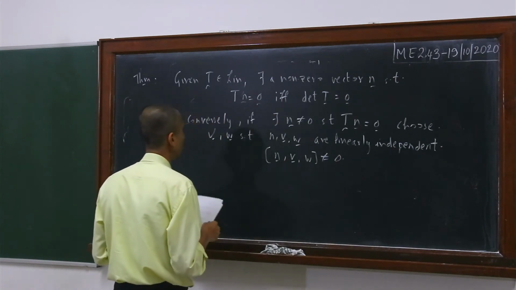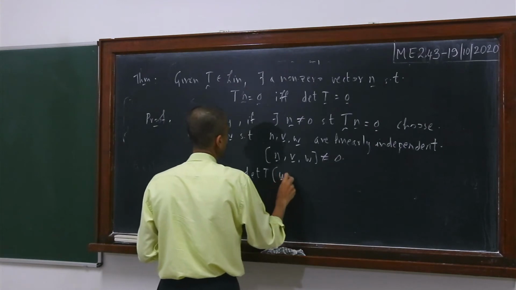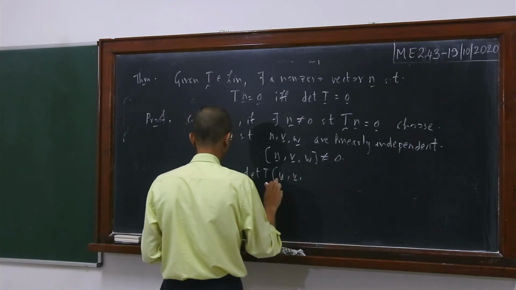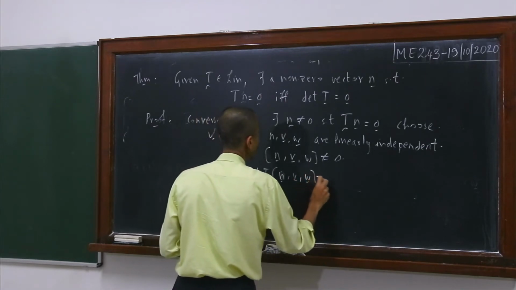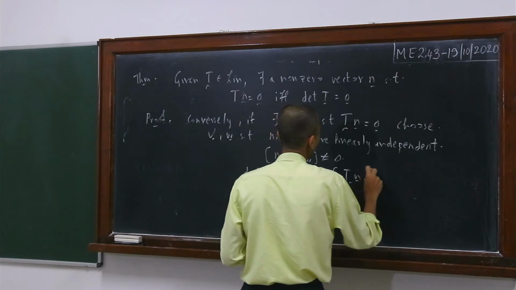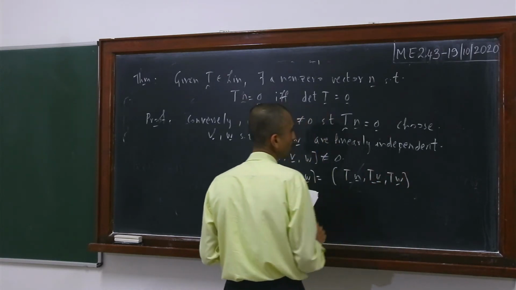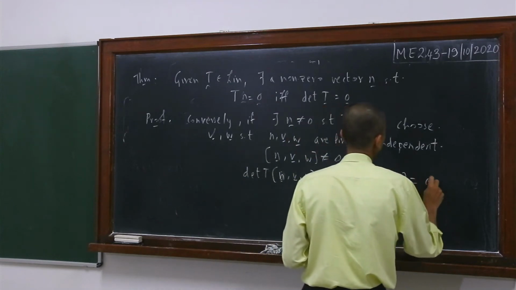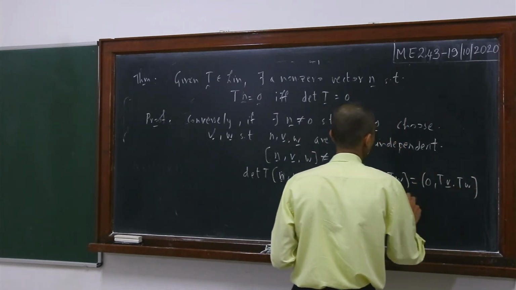Okay, then now use again the definition of the determinant. Determinant of T times [n, v, w] is equal to [Tn, Tv, Tw], but Tn is 0, correct? So that is equal to [0, Tv, Tw], so that is equal to 0.